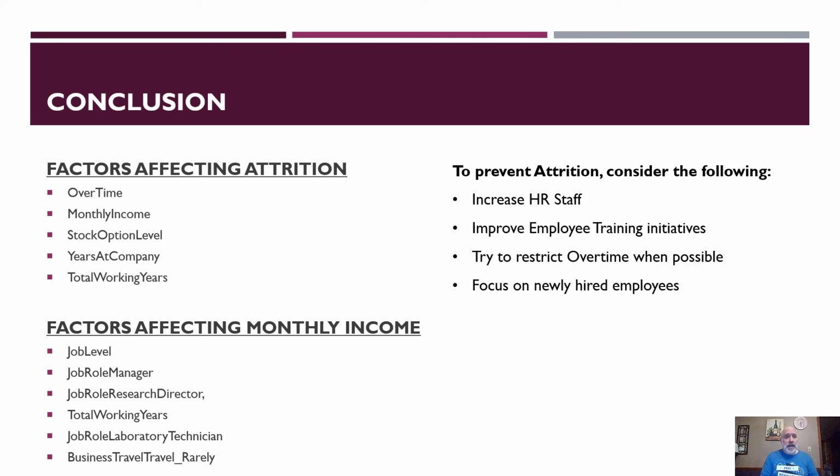So in conclusion, the factors that appear to be affecting attrition based on the data: overtime, remember, monthly income, stock option level, years at the company, and total working years. And the overall factors affecting monthly income, as we just mentioned. Holistically, overall, to prevent attrition, some ideas that have been suggested here that you could follow. So first, increase the HR staff, improve employee training initiatives, try to restrict overtime when possible, and focus on your newly hired employees to ensure that they don't just leave quickly.